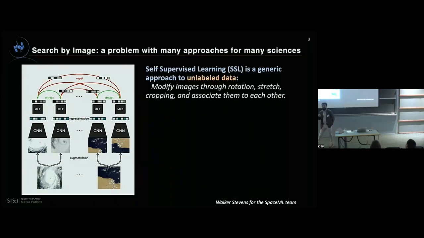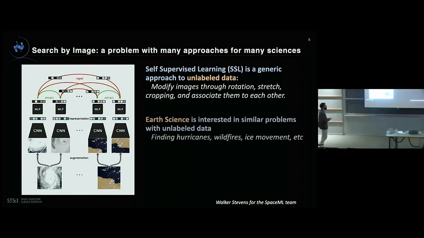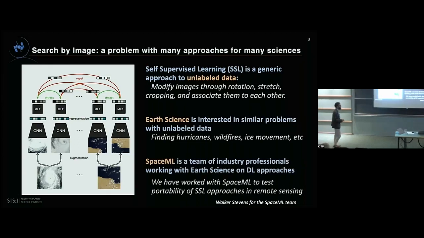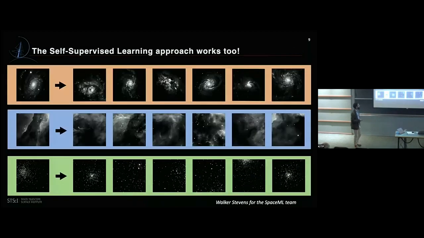This is really neat because these data are unlabeled, right? I don't have labels for all my boxy bulges. So Earth Science is super interested in this, and we've been working with this group called SpaceML, which are industry professionals, to sort of check this as well. I'll just show you that their approach does kind of work. This is from some images from HST, which I'll talk about later, but this is an image, and these are similar ones to it using this SSL approach. So that's cool.